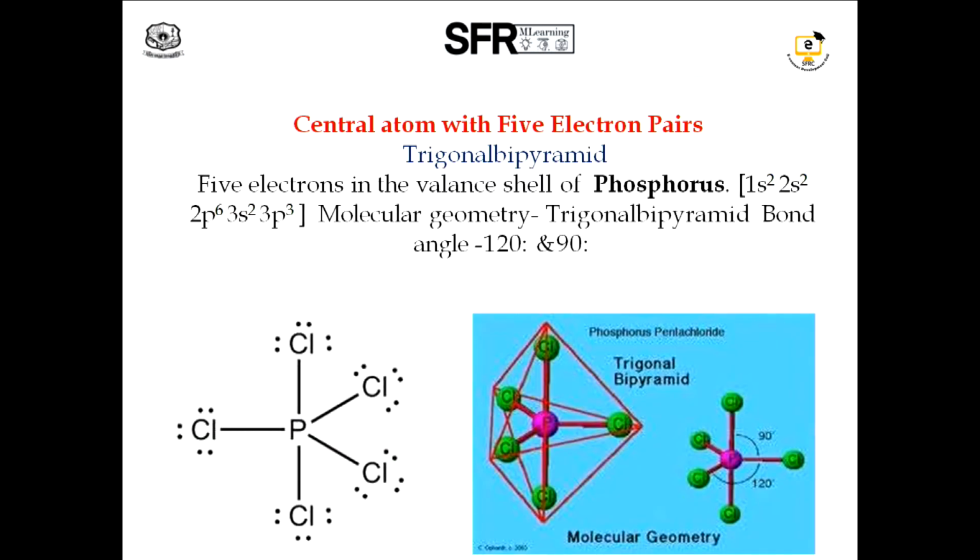The next example is the central atom with 5 electron pairs. We have taken the example phosphorus pentachloride. The central atom is phosphorus. The electronic configuration of phosphorus is 1s2 2s2 2p6 3s2 3p3. There are 5 valence shell electrons, 3s2 3p3. So the molecular geometry is trigonal bipyramidal. The bond angles are 120 as well as 90 degrees.